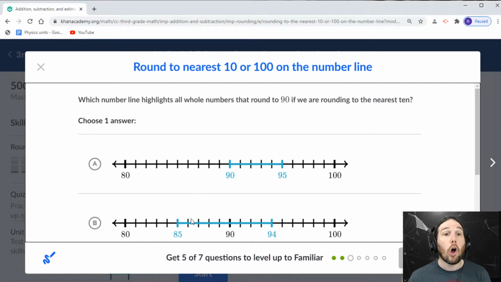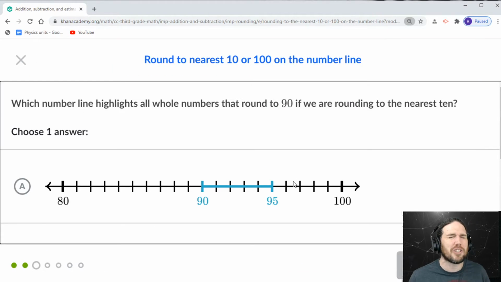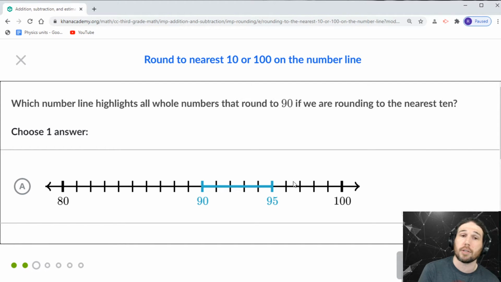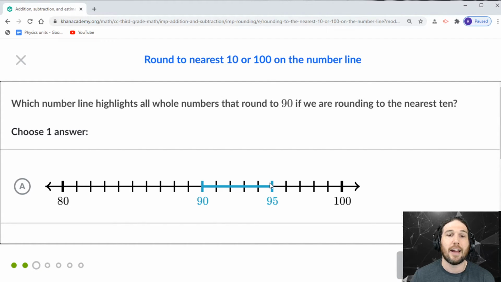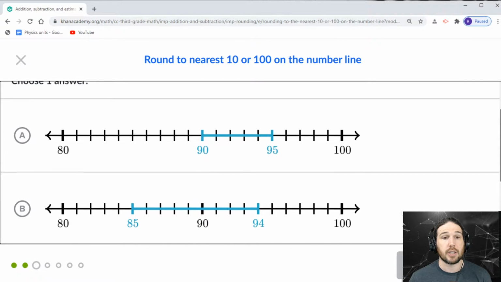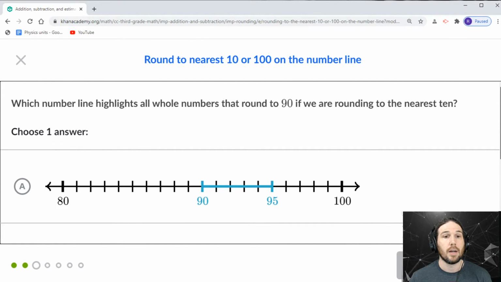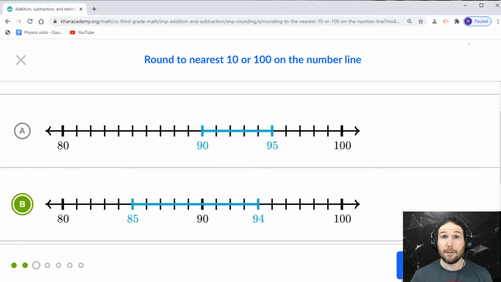Which number line highlights all the whole numbers? I love this so much. I cannot overstate how much I love the kinds of problems that Khan Academy comes up with. Look at this. Which number line highlights all of the whole numbers that round to 90? This one, A, looks close, right? It goes from 90 to 95, but 95 does not round down, so this one is wrong. The correct answer is the one that goes from 85, right? Because 85 rounds up to 90, all the way up to 94.